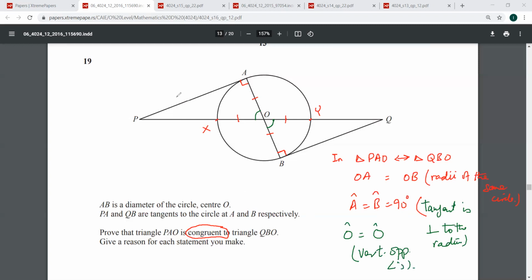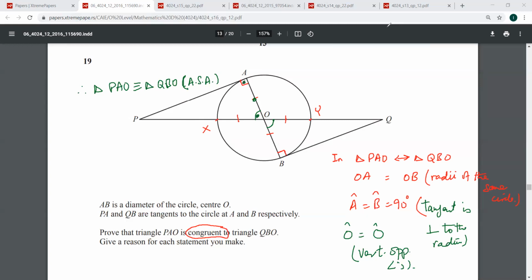Therefore, at the end, the last line would be: therefore triangle PAO is congruent to the triangle QBO. And Josefa, what would be the case of congruence this time? We have used this angle, this side, and this angle. So this is going to be ASA, angle, side, angle. So that is how you prove that these two triangles are congruent to each other.